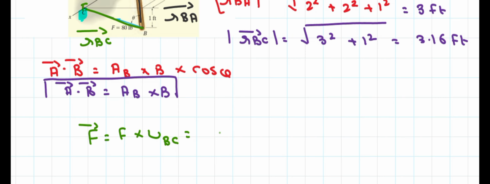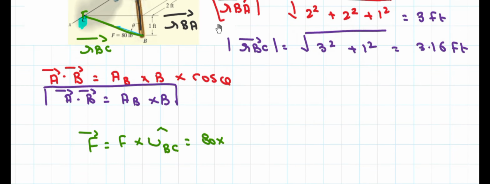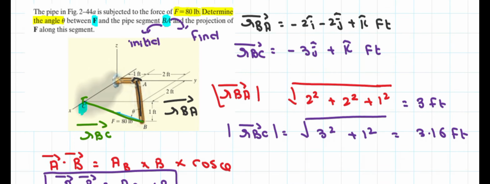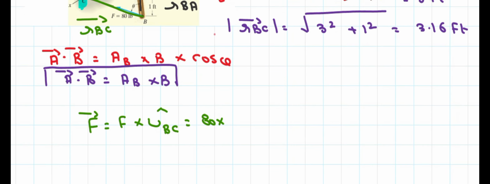So the magnitude of force according to the question statement is 80 lb. So 80 times the unit vector, and the unit vector is the vector upon its magnitude. The vector is RBC upon RBC magnitude. And the RBC vector is negative 3j with positive k. So it becomes negative 3j plus k divided by its magnitude, which is 3.16. So multiply 80 to each unit vector component here. So it becomes 80 times negative 3 divided by 3.16.